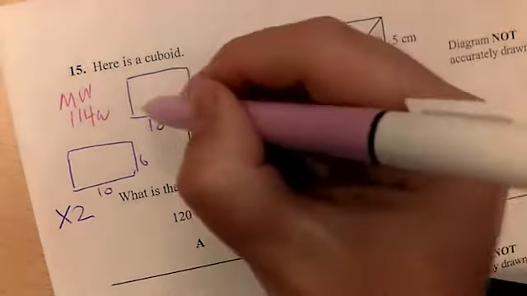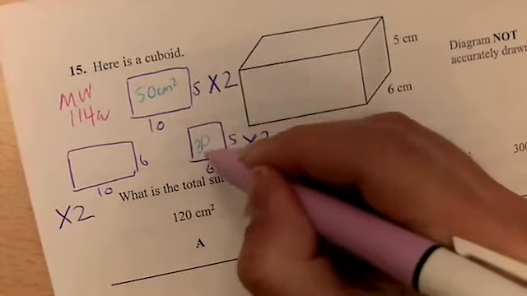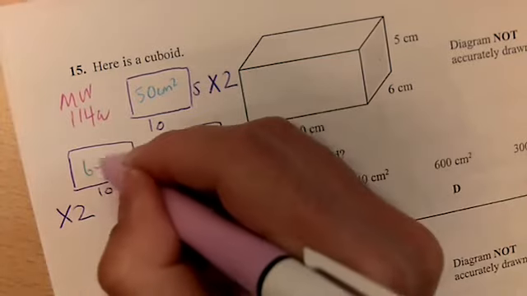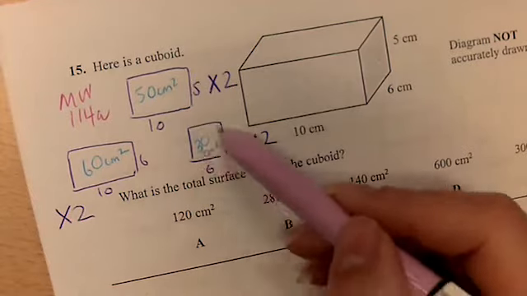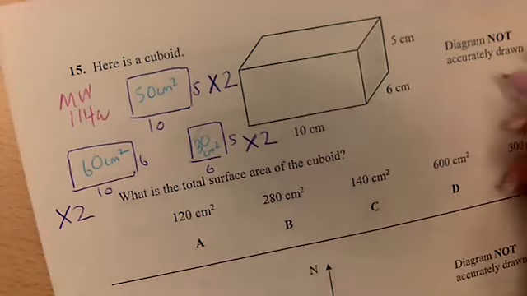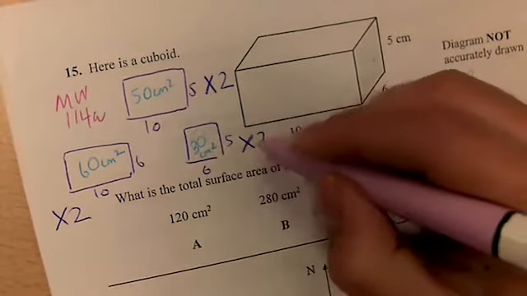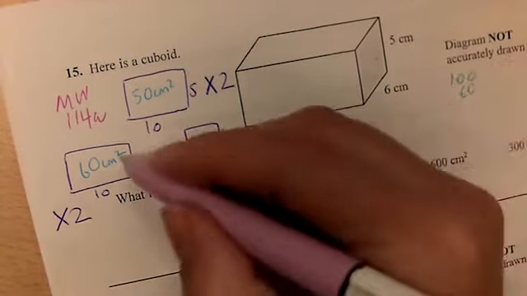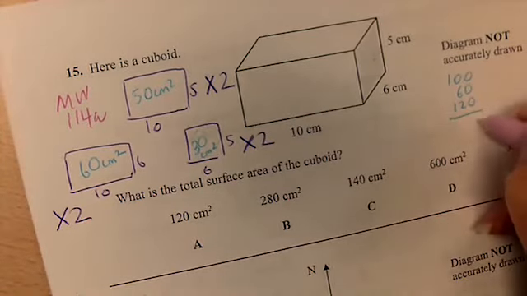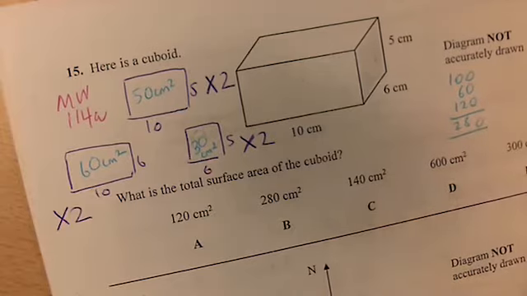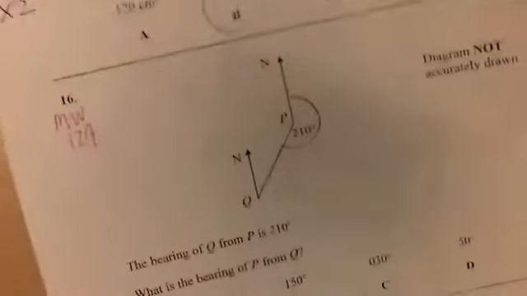So 10 times 5 is 50 centimetres squared, 6 times 5 is 30 centimetres squared, 10 times 6 is 60 centimetres squared. But I've got two of those, and two of those. So we can write this down here. 2 times 50 gives us 100, 2 times 30 gives us 60, and 2 times 60 gives me 120. Let's add those up. 0, 8, 2. 280 centimetres squared is going to be the answer to that one.